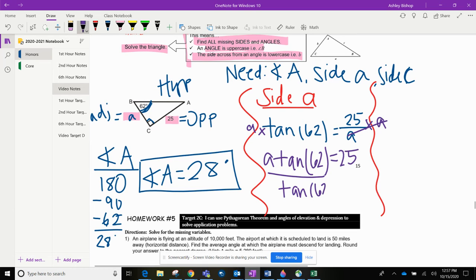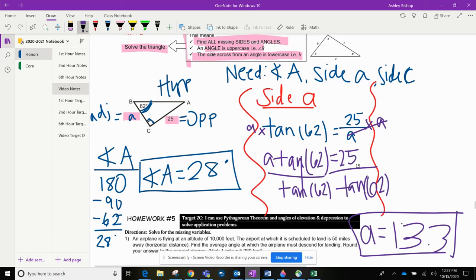This is not new. This is from your quiz. Tangent of 62. And then in your calculator, when you do that, to make sure you're doing it correctly, you should get 13.3. Please round to one decimal place. 13.3.